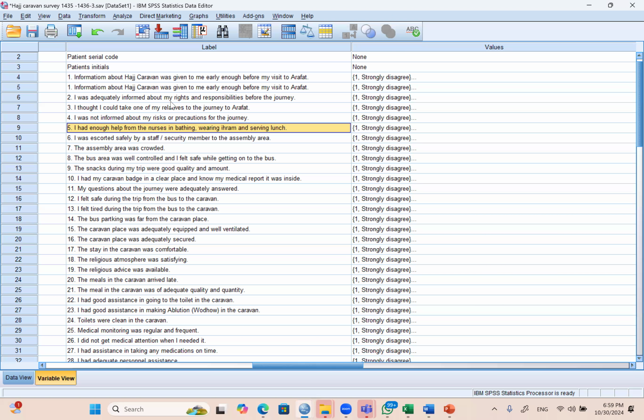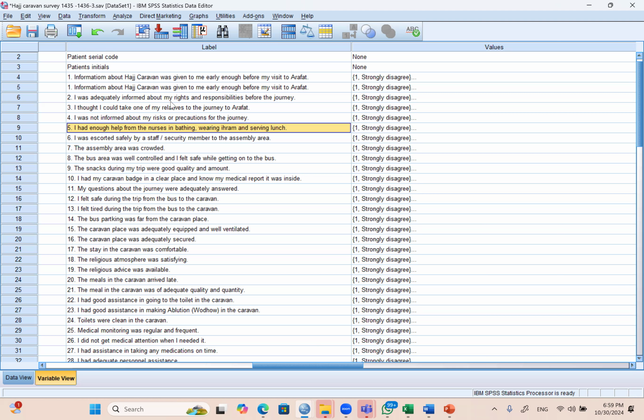Any notes here? What did you notice? The first 4 questions were about information given, so they are measuring more or less the same thing. Now we move to question number 5. It's asking about the help given for nurses.